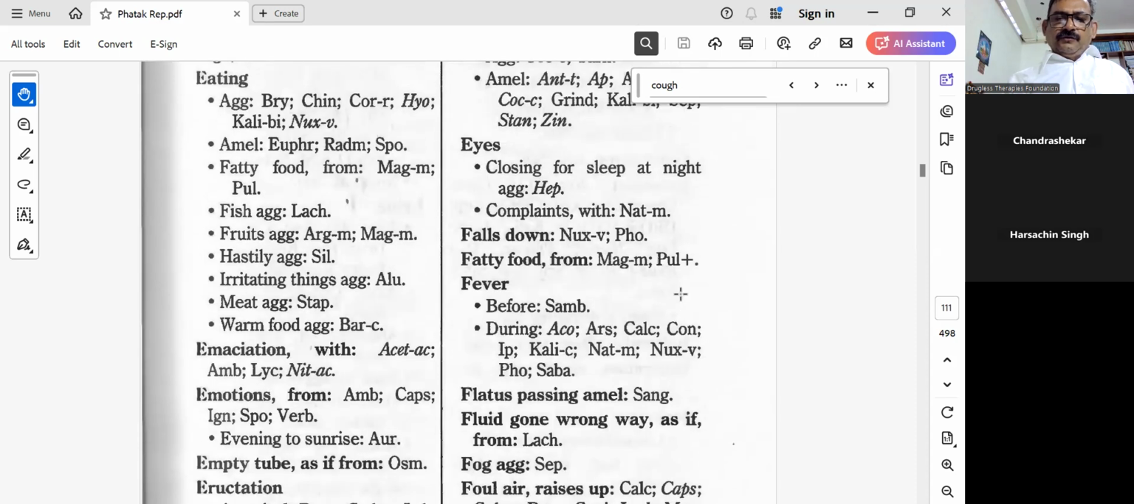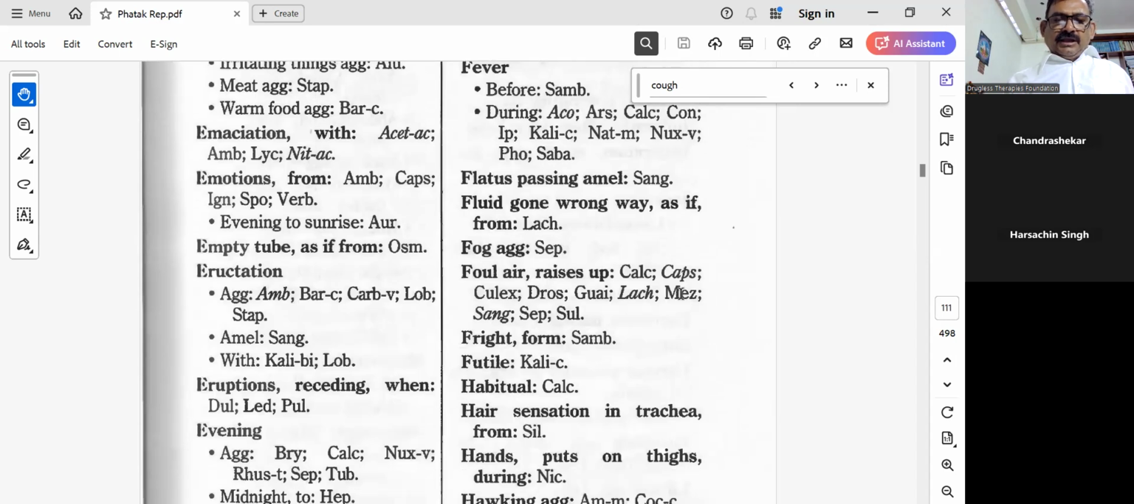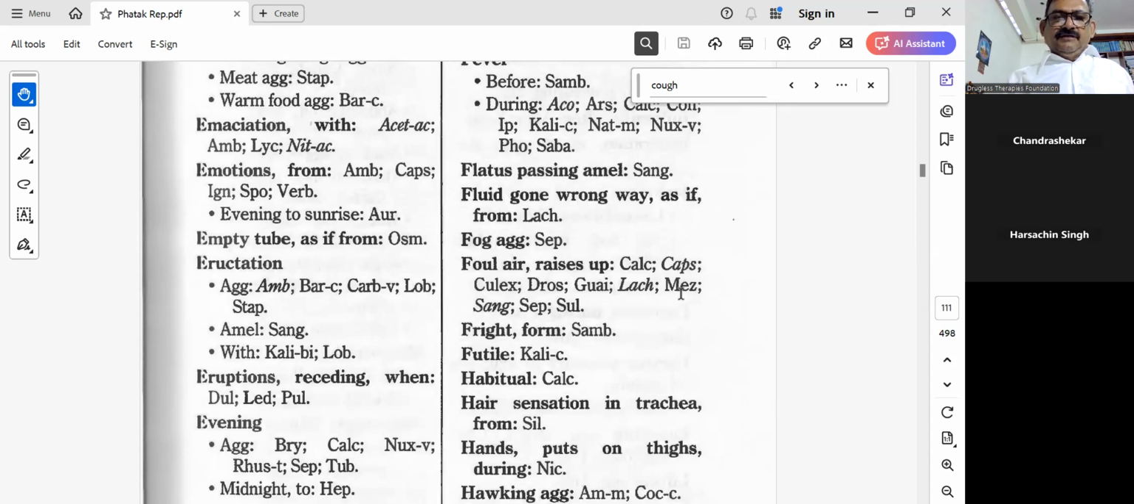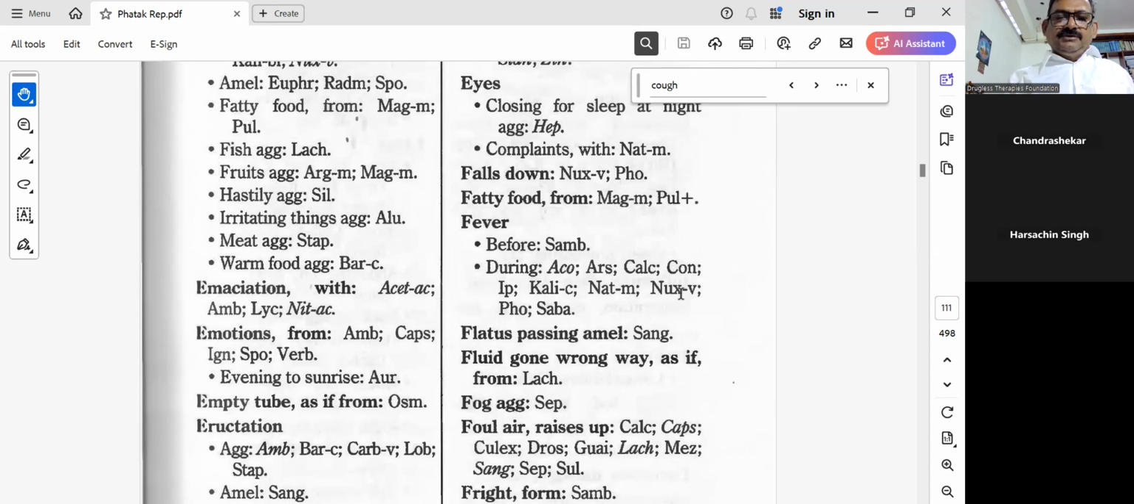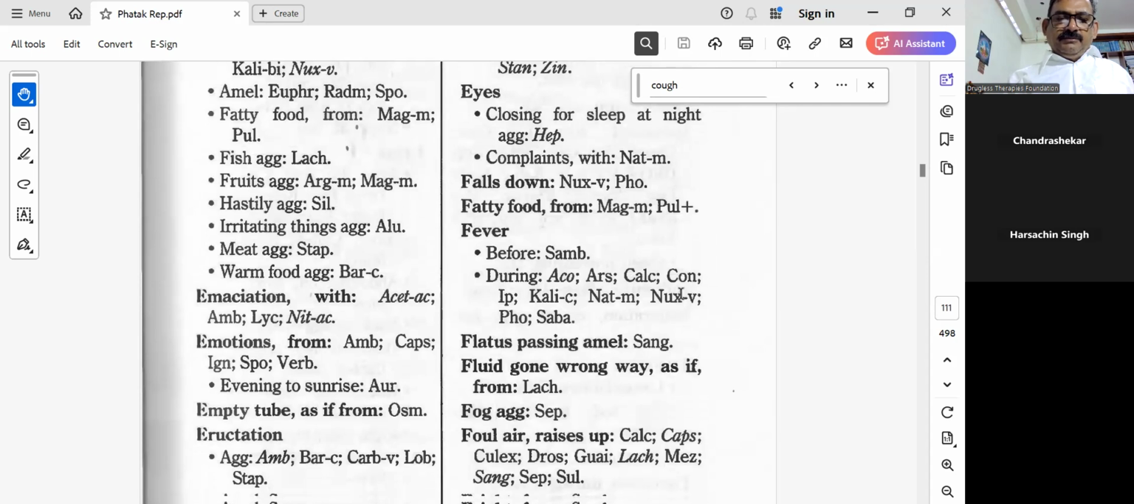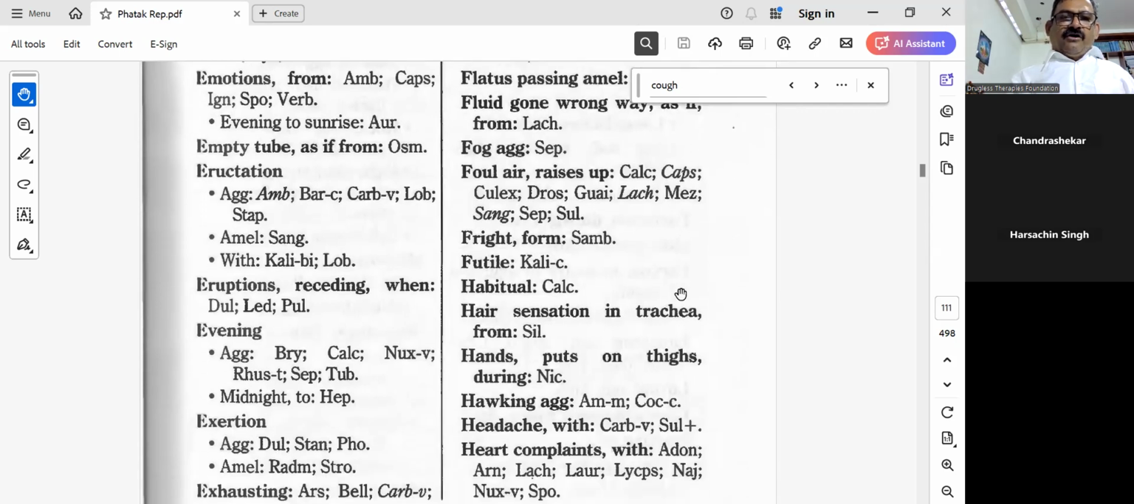So you have to go one by one and follow the habitual cough. There are some habitual cough also. They keep on coughing without any reason. Flatus passing amelioration. Why I'm telling you is some technical word here, you may not be able to know, but you can find it out. Flatus passing, when you release the flatus, that time amelioration is Sanguinaria. Fog aggravation.